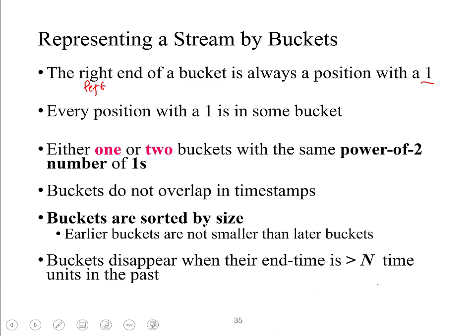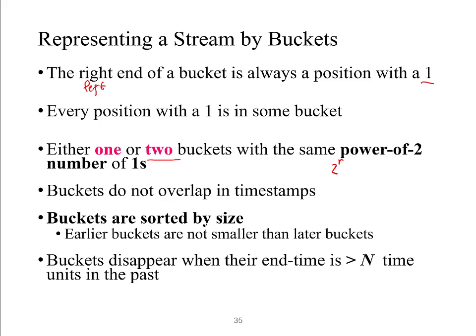And there are either 1 or 2 buckets with the same power-of-2 number of ones. Let's say we consider buckets with 2 to the power of r ones. Then the maximum number of buckets with 2 to the power of r ones would be 2, and the minimum number would be 1.